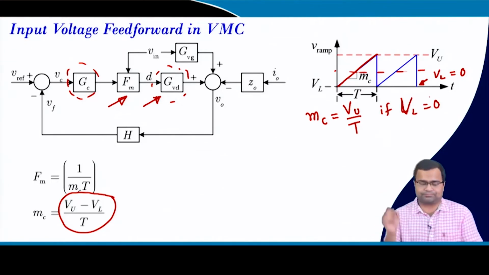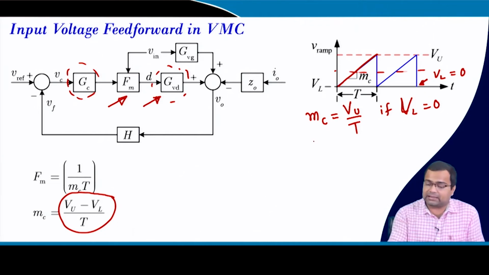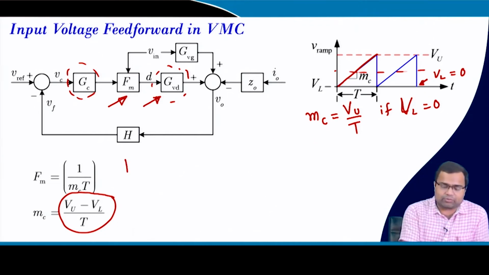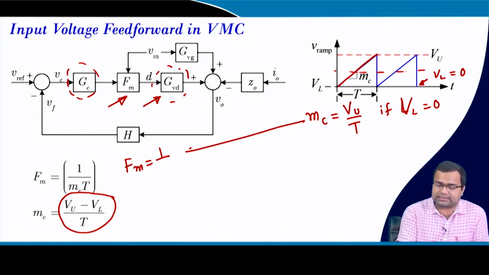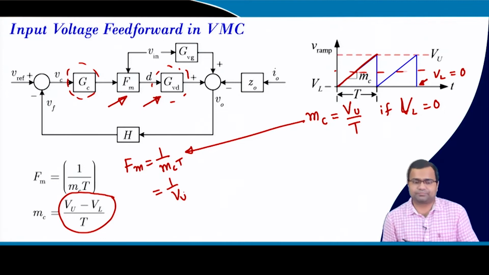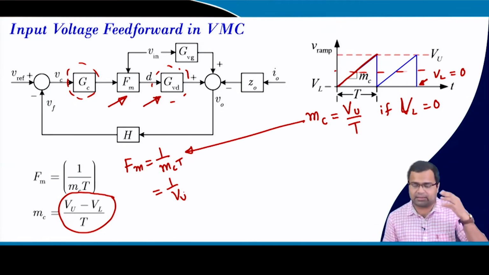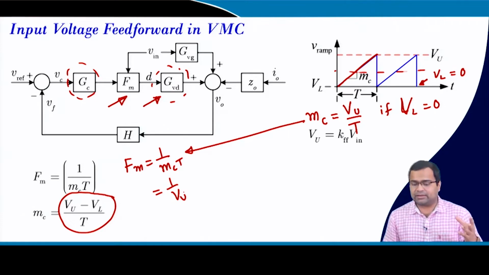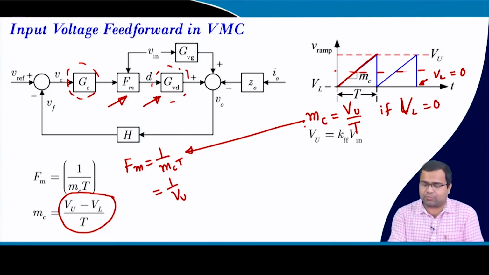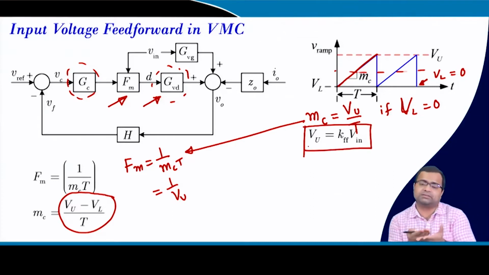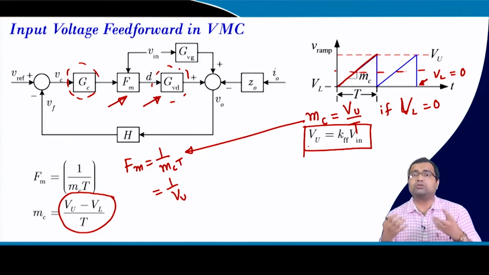And what is the modulator gain? If this is the case, it is 1 by MC times T, which is nothing but 1 by simply VU. Okay, that is the maximum voltage. Now, we have discussed in lecture number 14, in the feed forward we need to incorporate the input voltage, or basically the slope of this ramp is proportional to the input voltage.